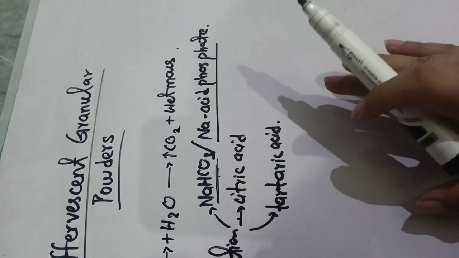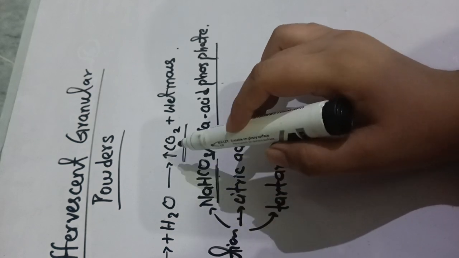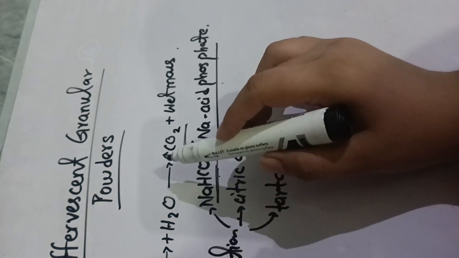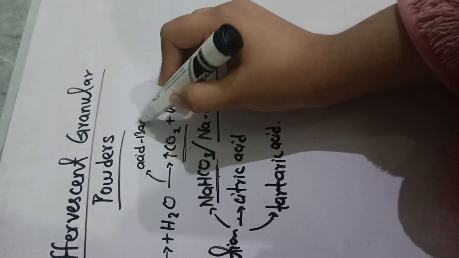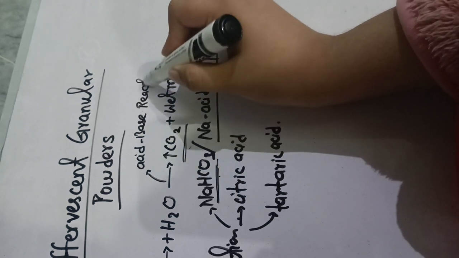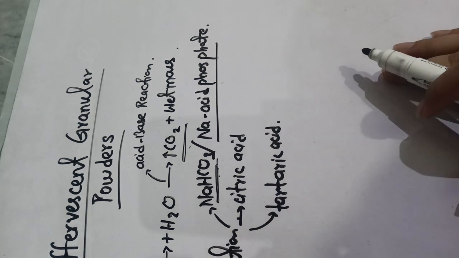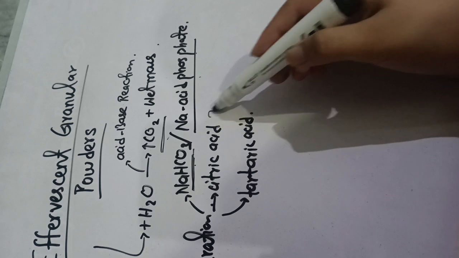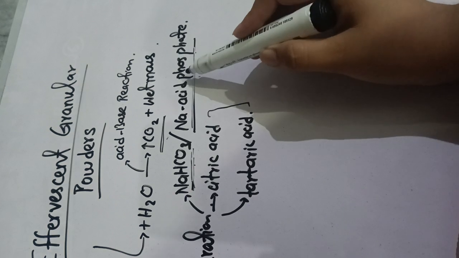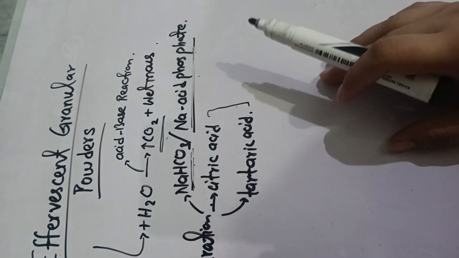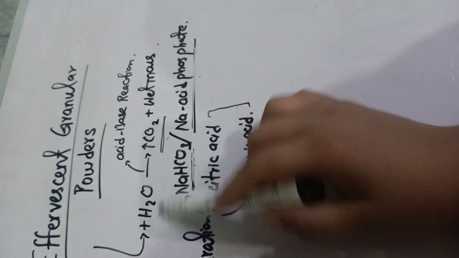Now, why does this carbon dioxide release when it reacts with the water? The main reason is that there is an acid-base reaction. So what is happening here is that, due to the occurrence of this acid-base reaction, the carbon dioxide is released and a wet mass is produced. How is there an acid-base reaction? This powder is composed of acid and this is a base. So we are reacting a base with an acid, and whenever there is a reaction between them, carbon dioxide is released on the reaction with the water.